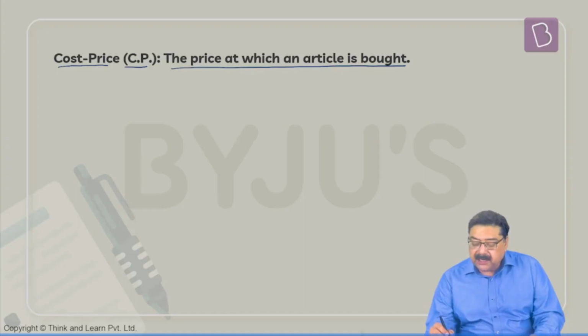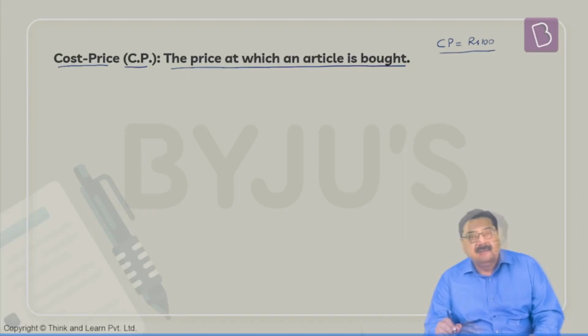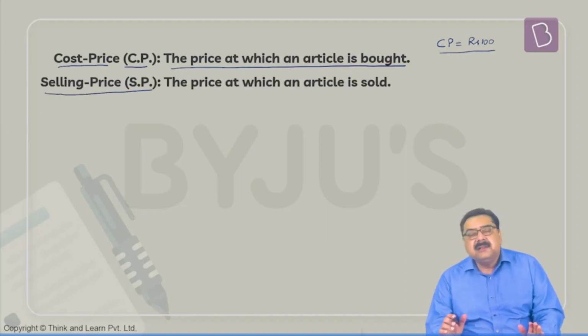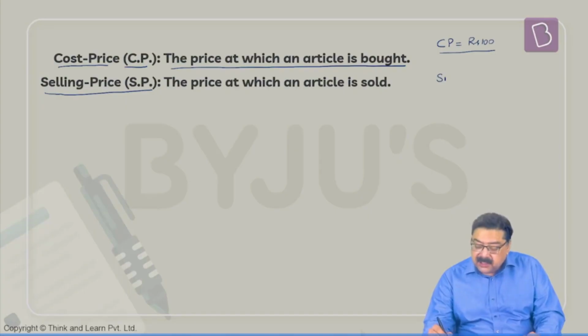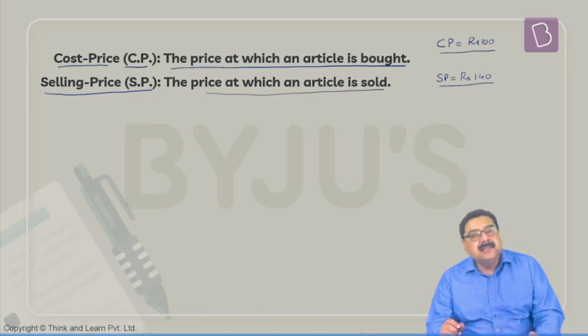So you go to the market, you buy an article for rupees 100, that becomes the cost price of the article. Then what is selling price? Now, this article that you had bought for 100 rupees, you go to another market and sell it for rupees 140. So hence, your selling price becomes rupees 140. So the price at which an article is sold is selling price.